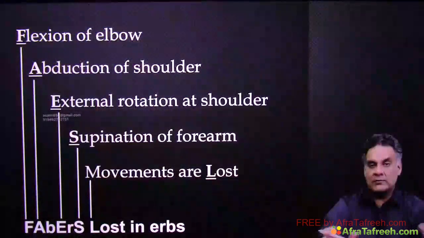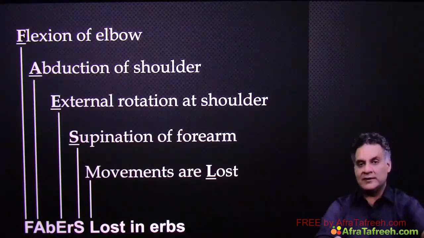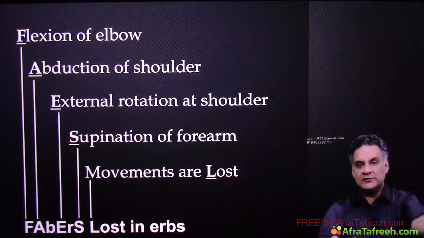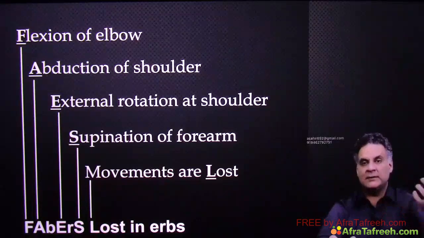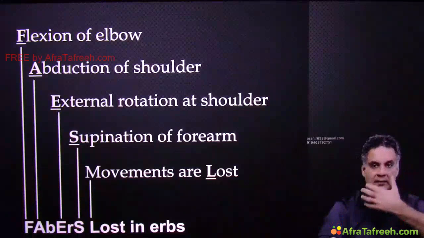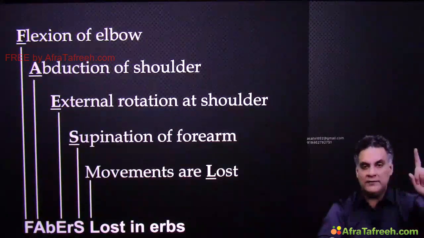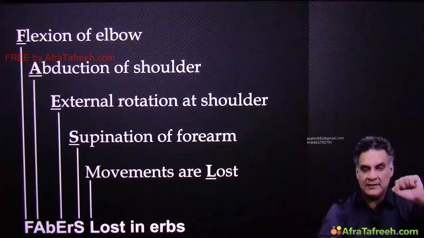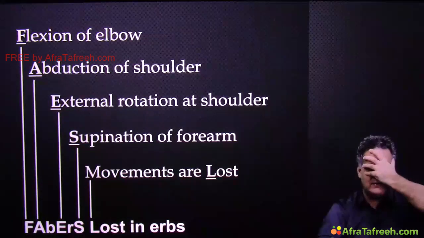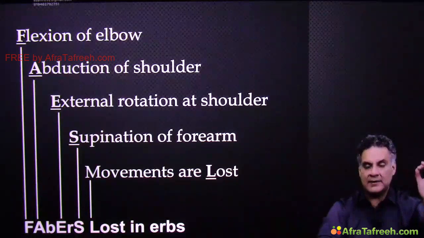Now, what are the movements which are lost in Erb's palsy? You have loss of flexion of elbow and abduction of shoulder. These two movements are the most important movements of the upper limb. Your hand or upper limb has a function of taking care of the face, eating and protecting the face. For all of them, you need a functional hand. You need elbow flexion and shoulder abduction, so your hand can reach your face. It's very important. So flexion of elbow, abduction of shoulder.